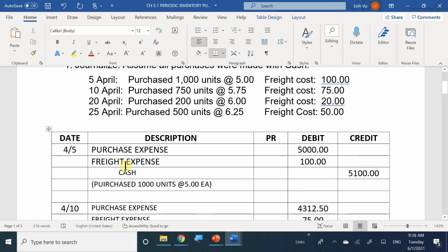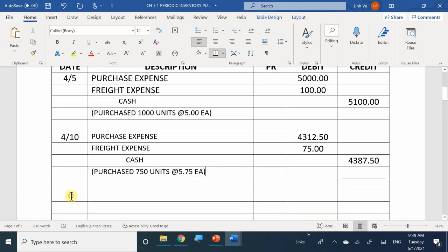What else happened on April 20th? First the date and then purchase expense for 1,200. All right. Let's look at that again. For how much? Never mind. Let me see.